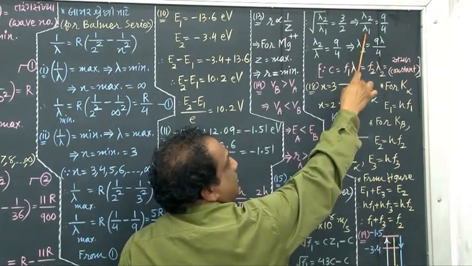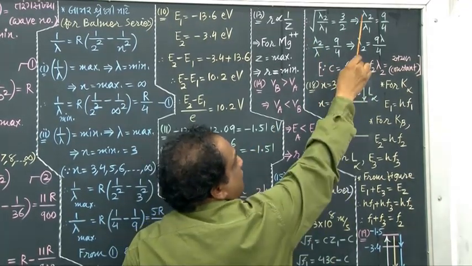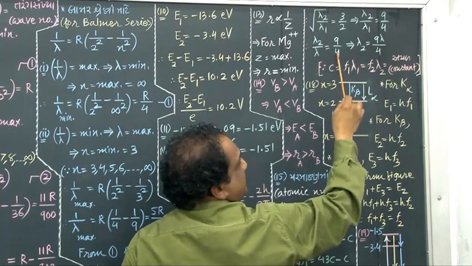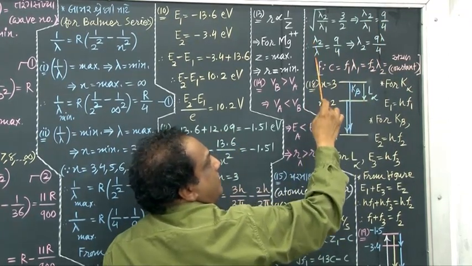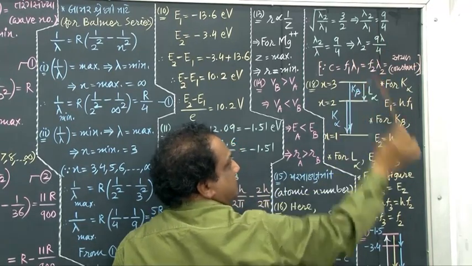This is the first value of wavelength, which in the statement you are given as lambda. The second value we are looking for is 9 by 4 as it is. Find out lambda 2, it will be 9 lambda upon 4. 9 lambda upon 4. Fine.